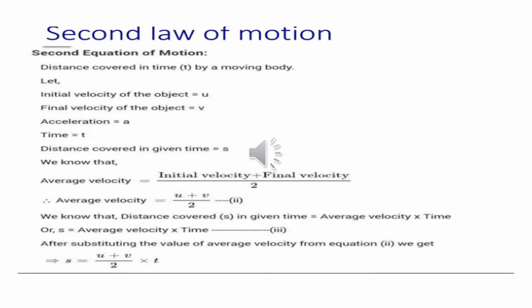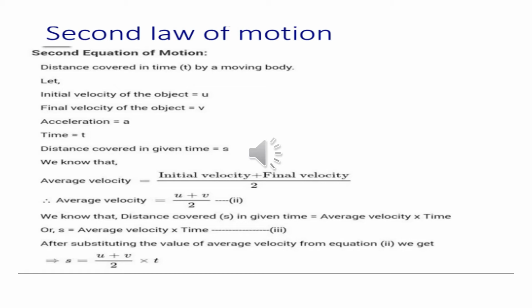Now here is the second equation of motion. So the distance covered in time t by a moving body, where the initial velocity of the object is u and the final velocity of the object is v. Acceleration is a, time is t. The distance covered in the given time is s. We know that the average velocity is equal to the initial velocity plus the final velocity over 2. As the initial velocity is u and the final velocity is v, the average velocity will be u plus v upon 2.